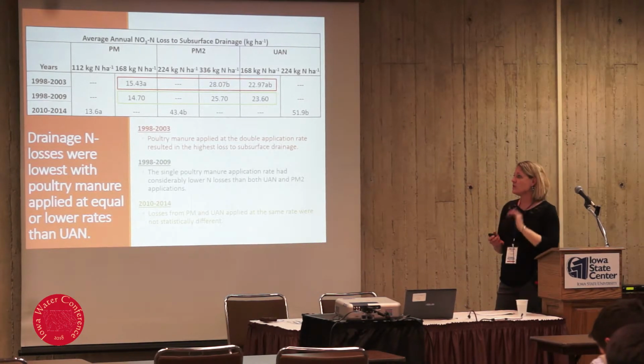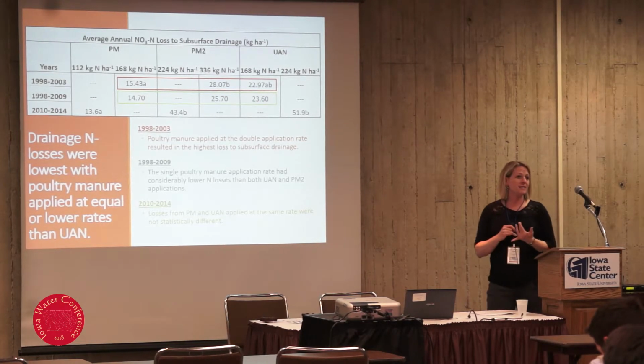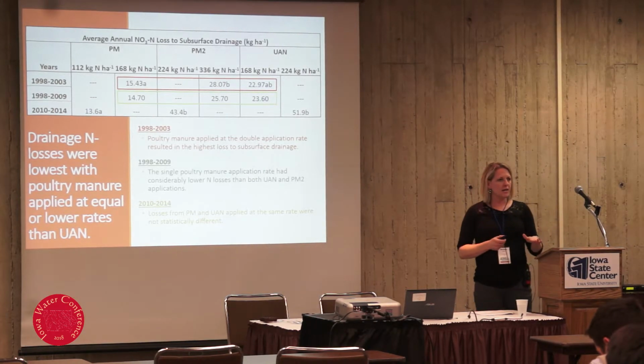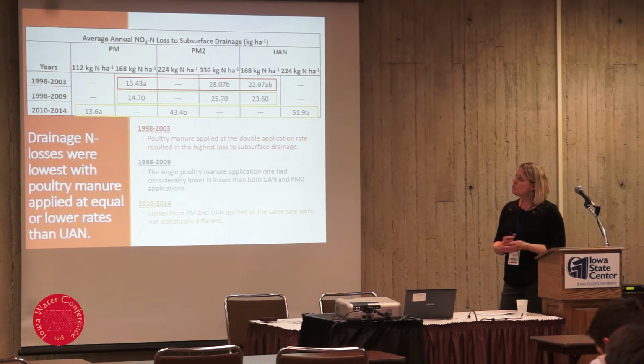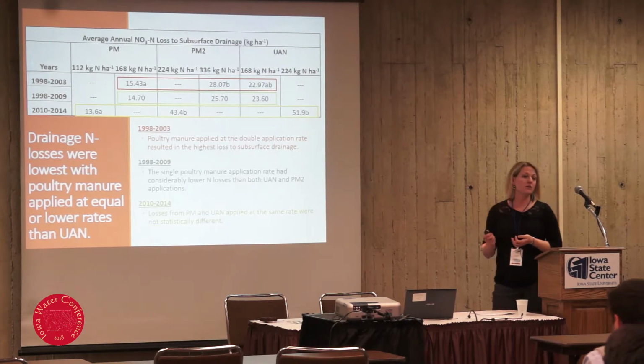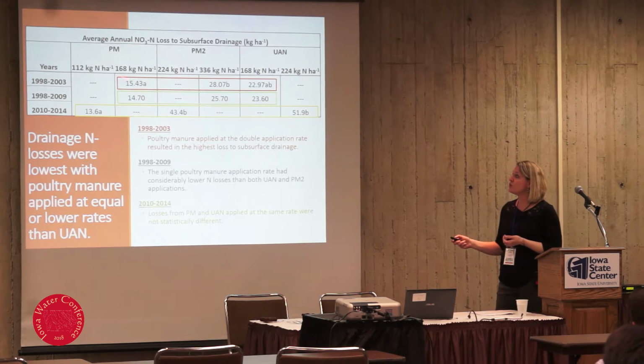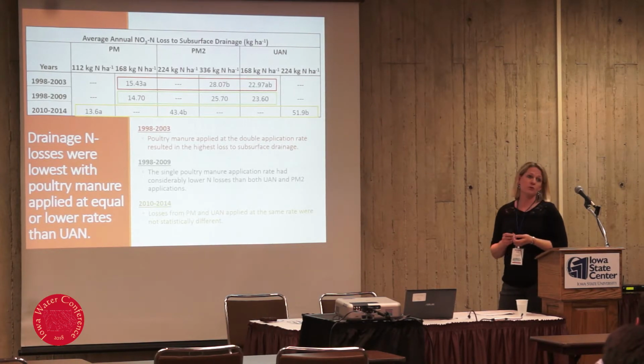Moving on through the study period from 1998 through 2009, the single poultry manure application rate had a considerably lower rate than the UAN. This is interesting because these are applied at the same nitrogen application rate, so we saw a lower nitrate loss from the system that received poultry manure relative to a UAN treatment. And when we moved to the corn-on-corn system, right now the PM2 and the UAN are the two to compare, and there's no statistically significant difference between those two, even though the mass loss is lower from the PM2.